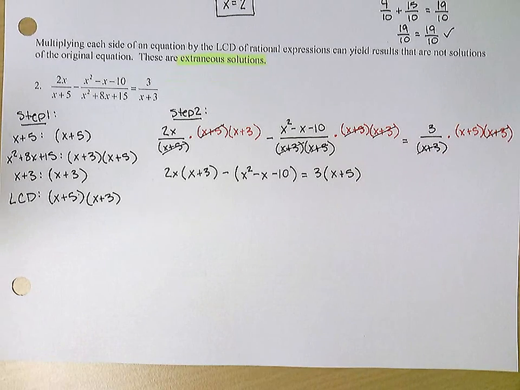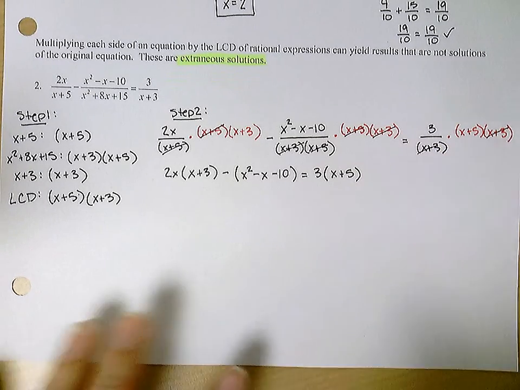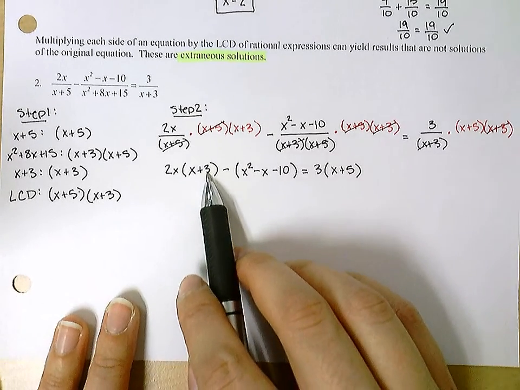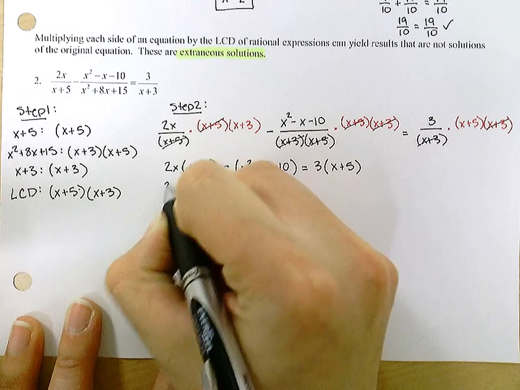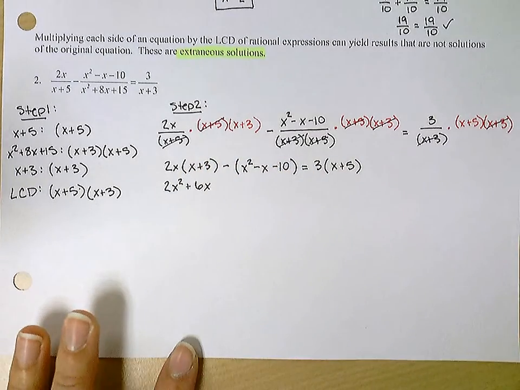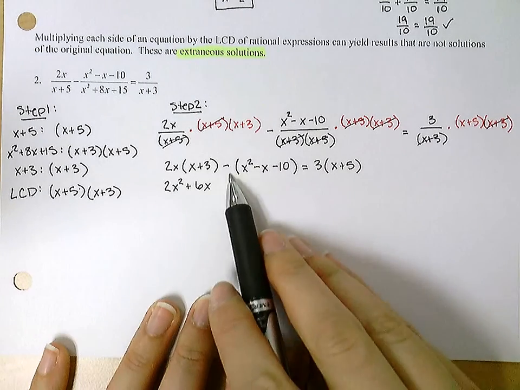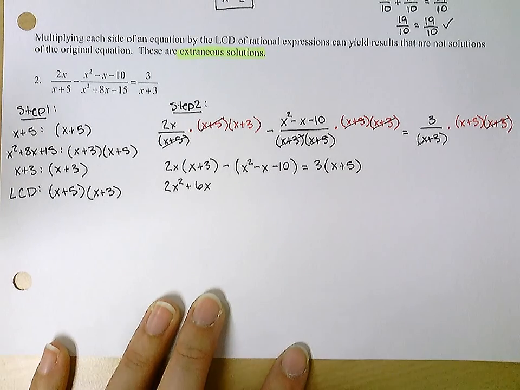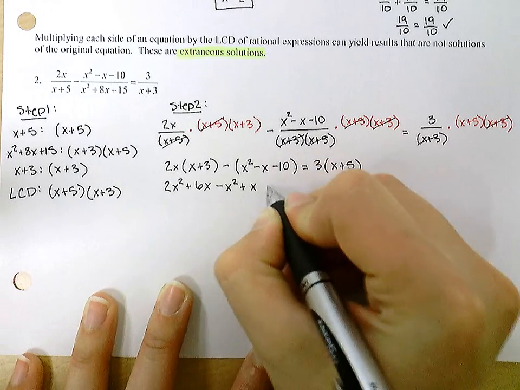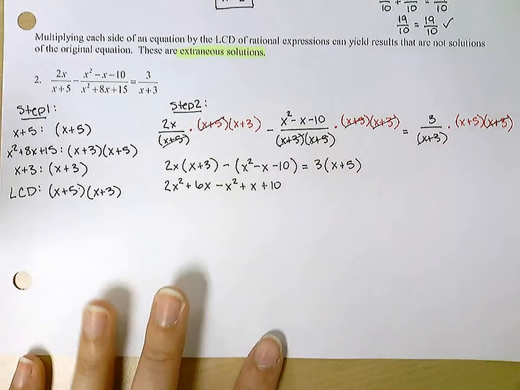And again, from here, we're just going to solve like we normally would. So I would distribute 2x to both terms inside my parentheses. So we have 2x squared plus 6x. Distribute this negative to all three terms. So minus x squared plus x plus 10.